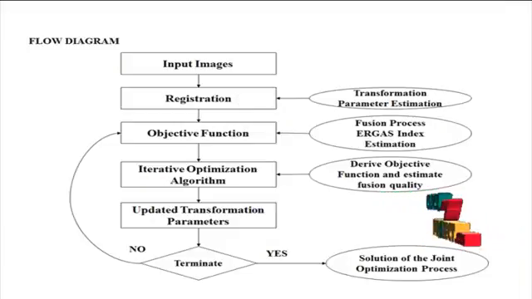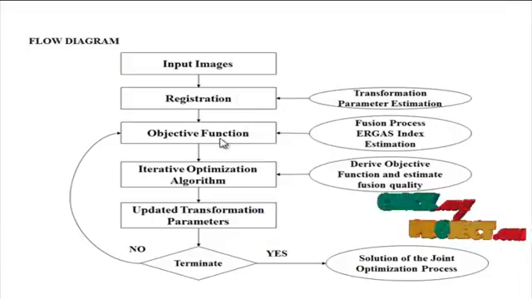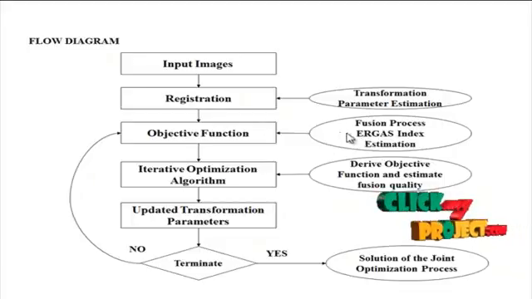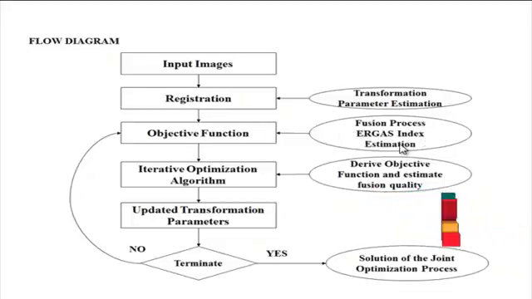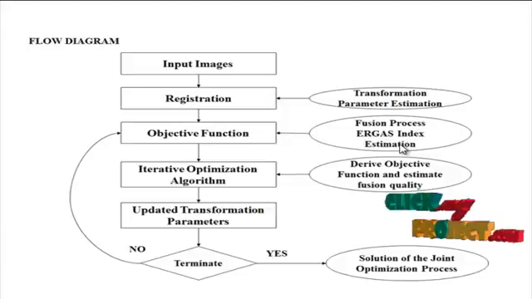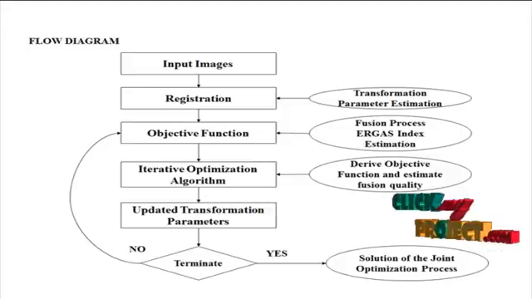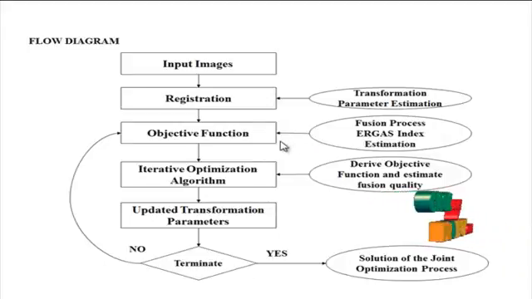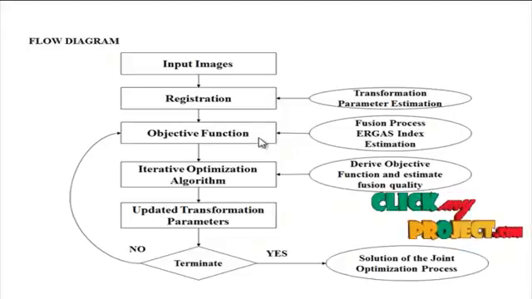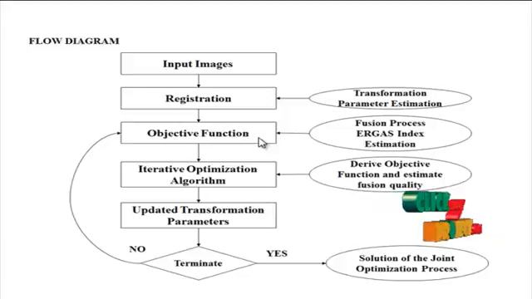Next, the objective function construction. The objective function for the fusion process uses Ergas index estimation. The fusion quality should be optimal when the features of the reference image and the sensed image are matched. We construct an objective function in order to estimate the registration accuracy. Optimization of the objective function increases the fusion quality and, at the same time, minimizes the registration error.